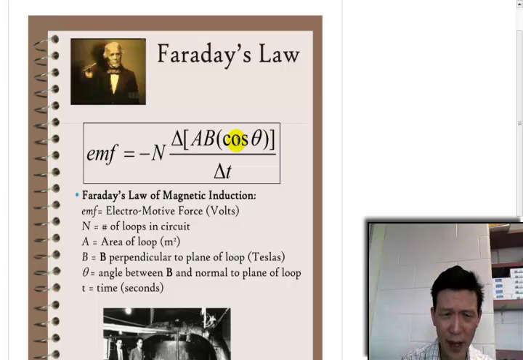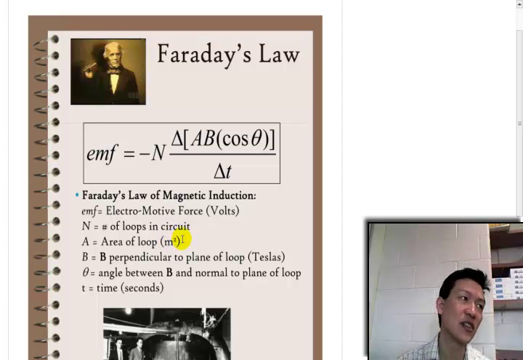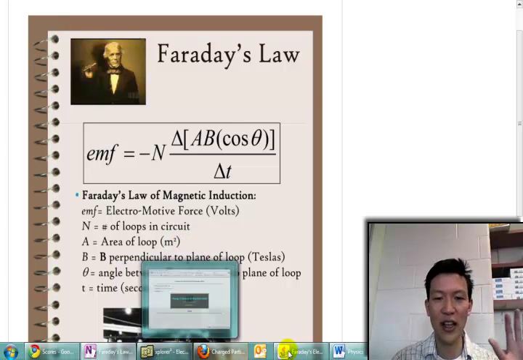So the voltage can be calculated if you know all those quantities: the number of loops in the circuit, the area of the loop in square meters, the magnetic field measured in Teslas in honor of Nikola Tesla, and then the rate of change of time in seconds. So see how there's a lot of weird math?